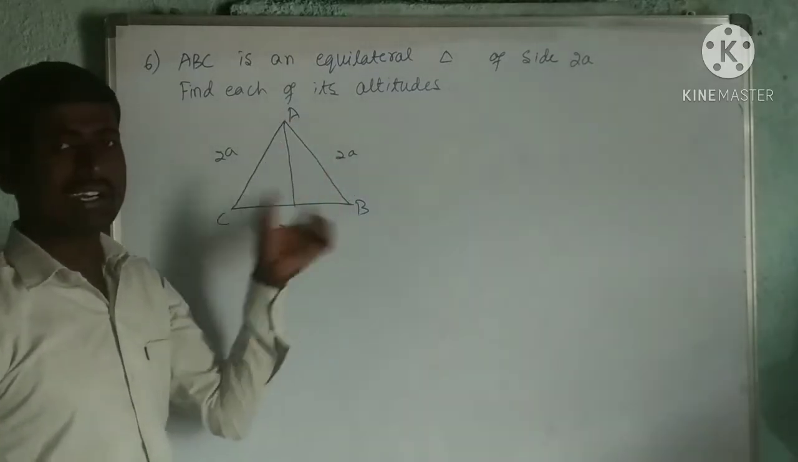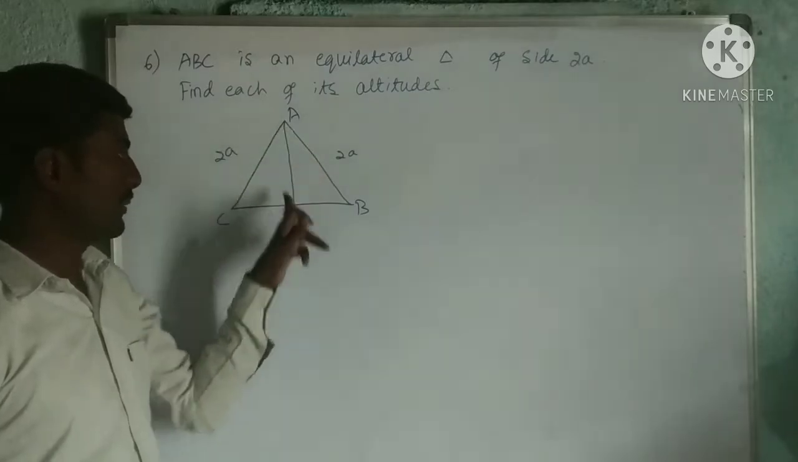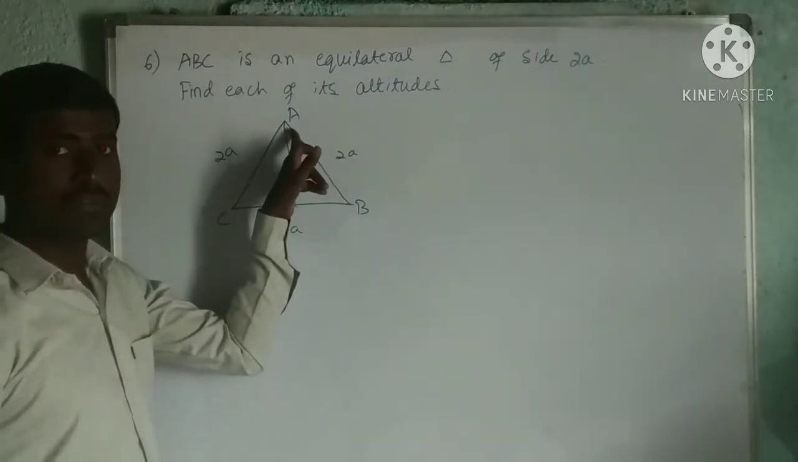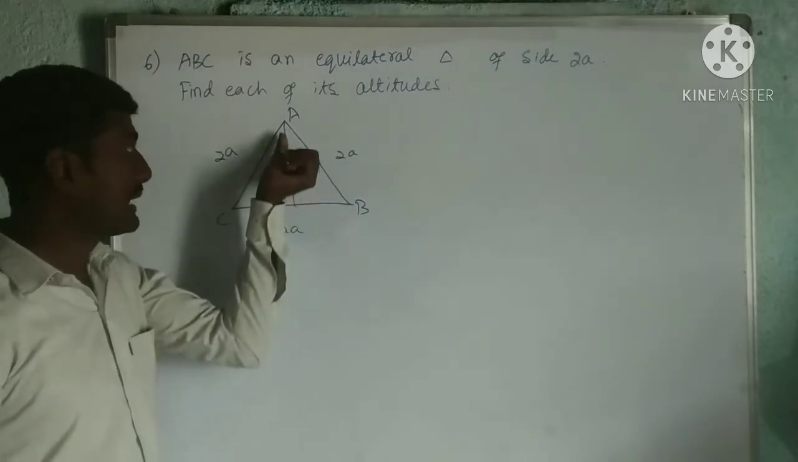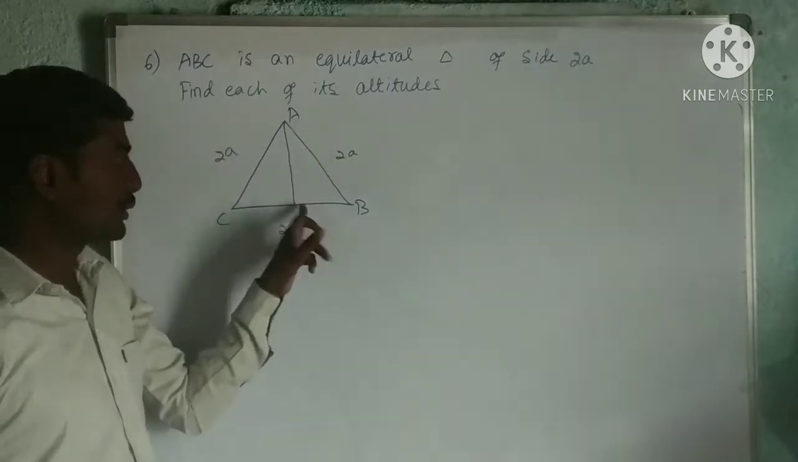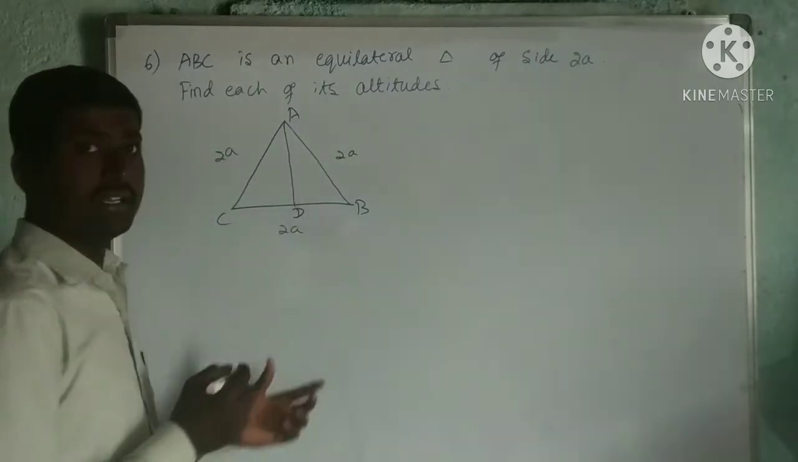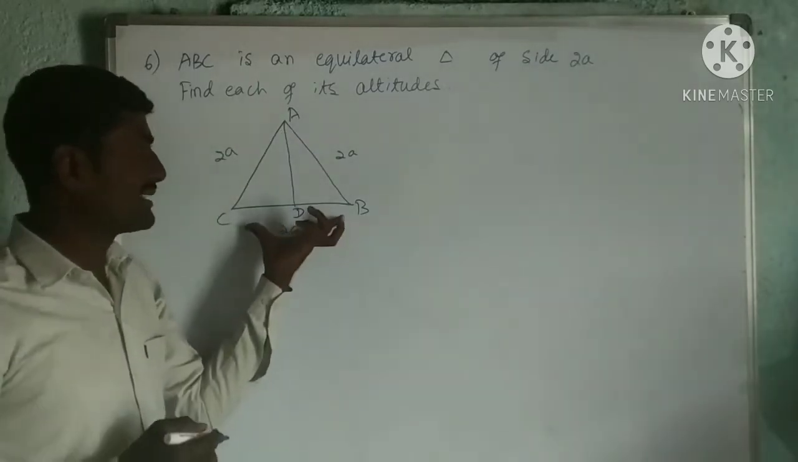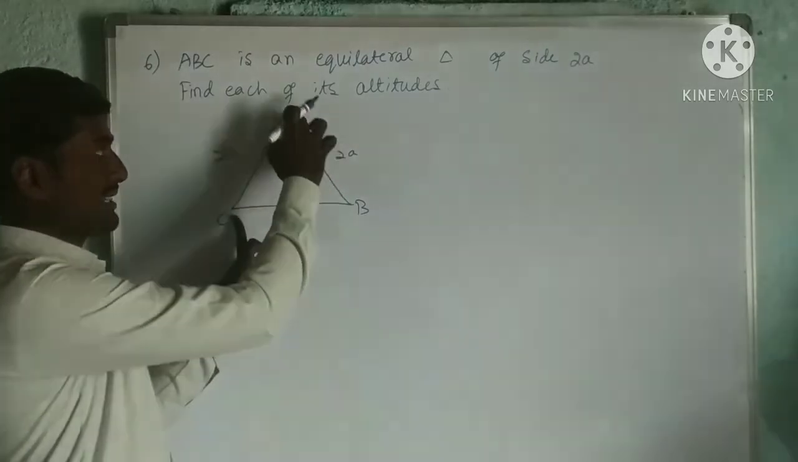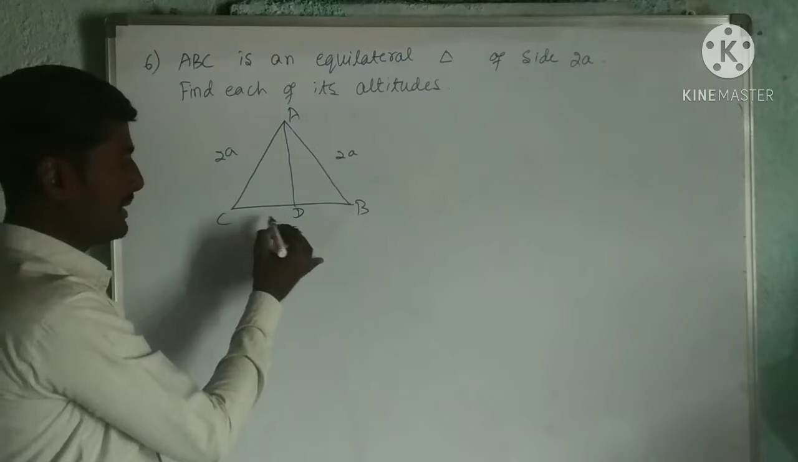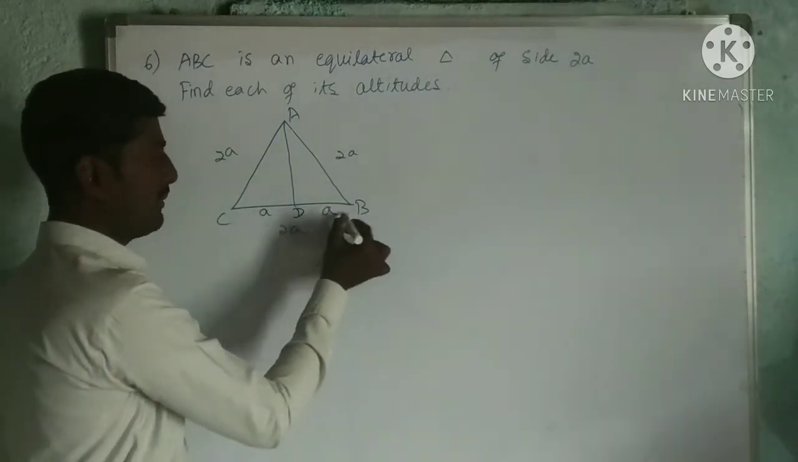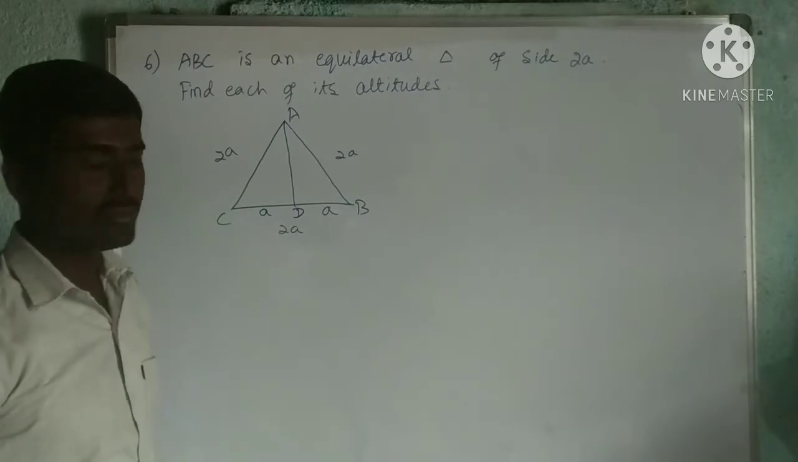In an equilateral triangle, each altitude, whether from A, C, or B, the altitude from any vertex, bisects the opposite side. This altitude, I will take it as AD. AD bisects the side BC. If you draw here, this bisects AB. So if BC is 2A, then CD is equal to A, and BD is also A.